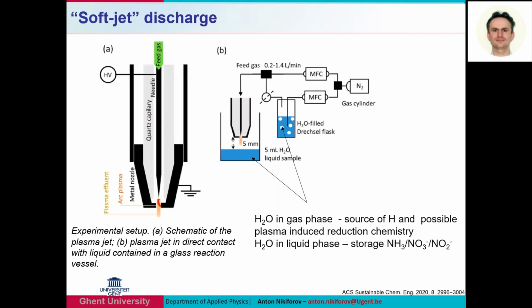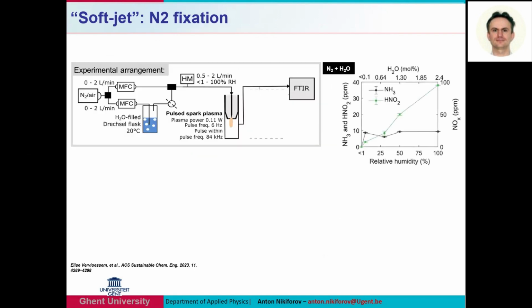So a very similar discharge where we have transient spark or low current arc, again a pulse discharge in such configuration. We place this discharge above water. The reason to place it above water was not to change any chemistry because of the water layer underneath. That layer was used just to store the products which are formed by plasma. And plasma was ignited either in a mixture of nitrogen and water or in a mixture of air with water. And the first results were immediately indicating that in the nitrogen water mixture, we form nitrogen oxides and we form ammonia. So everything as expected.